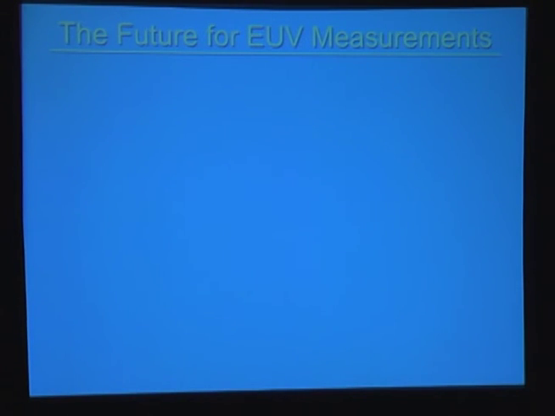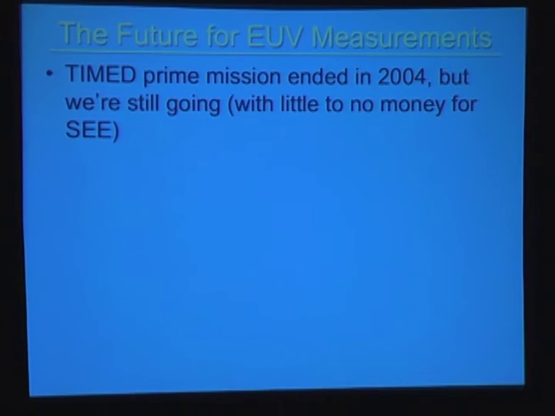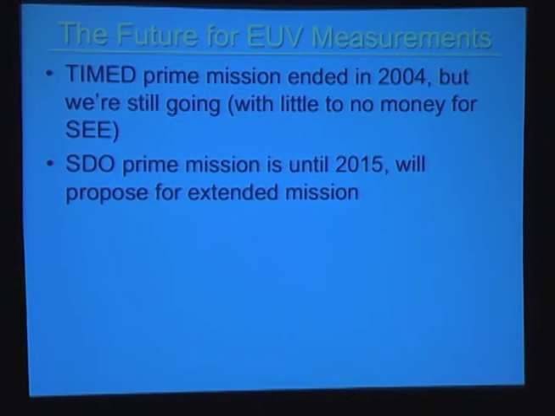So what's the future for EUV? The TIMED prime mission ended in 2004, but we're still going. We don't have any money. We're still just processing our data. Our computers die and we fix them with duct tape and stuff. But we put in for an extended mission. We might get a little bit of money to buy new computers, and that's about it. But we're still going. SDO's prime mission is 5 years, until 2015. It's working great. There's no reason to expect it won't last longer than that. We designed it to last for 10 years. So hopefully we'll get through to 2020 at least.